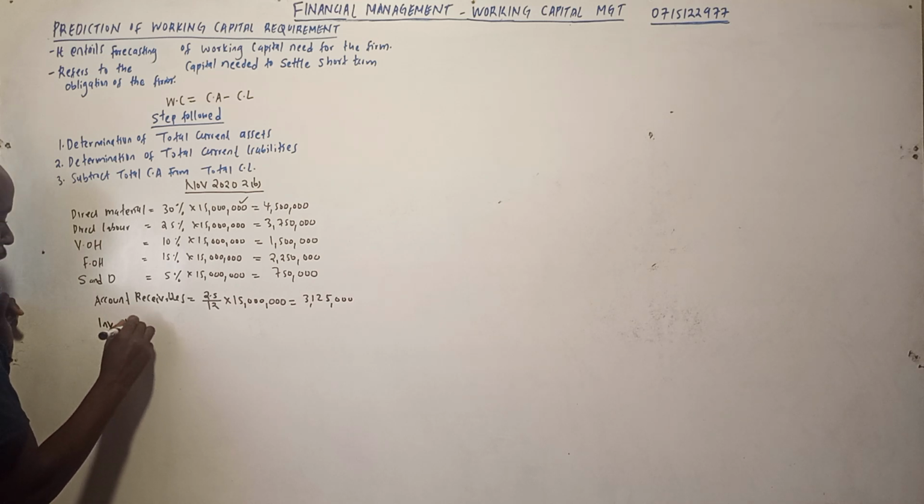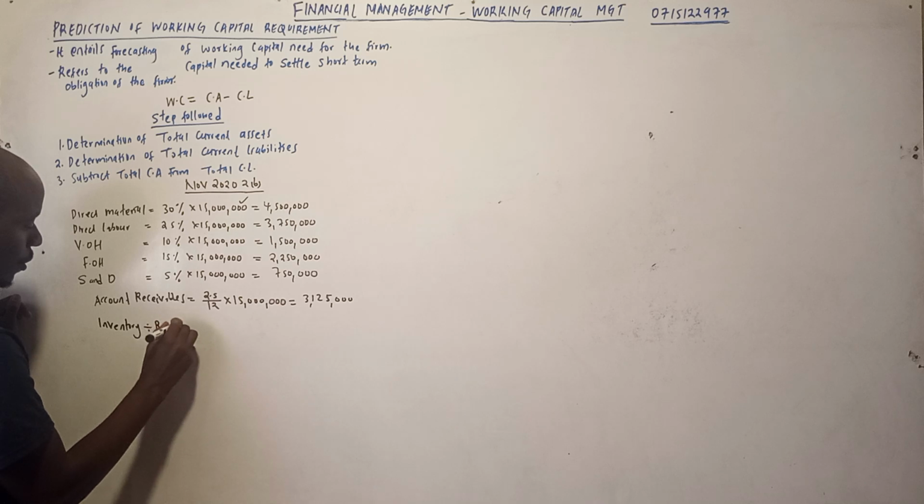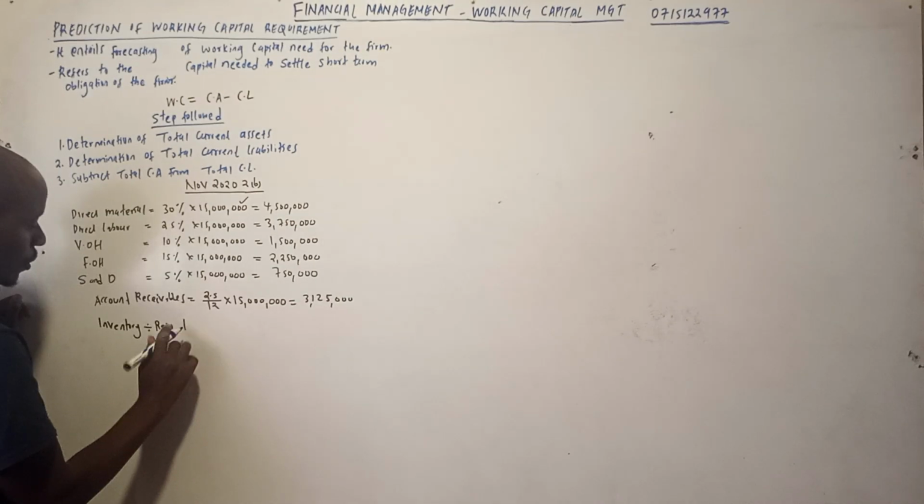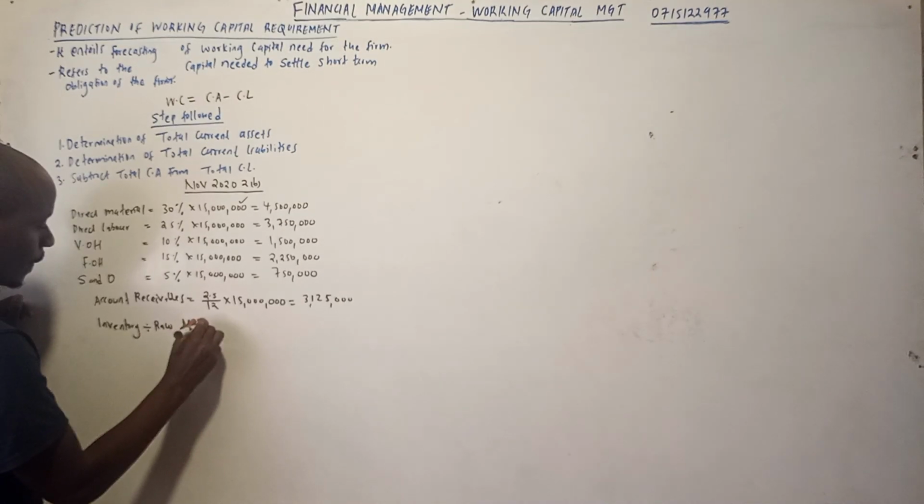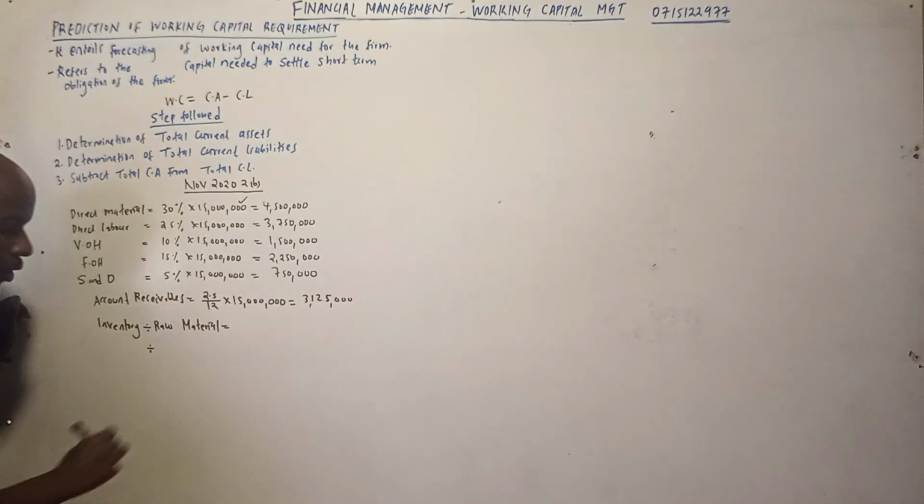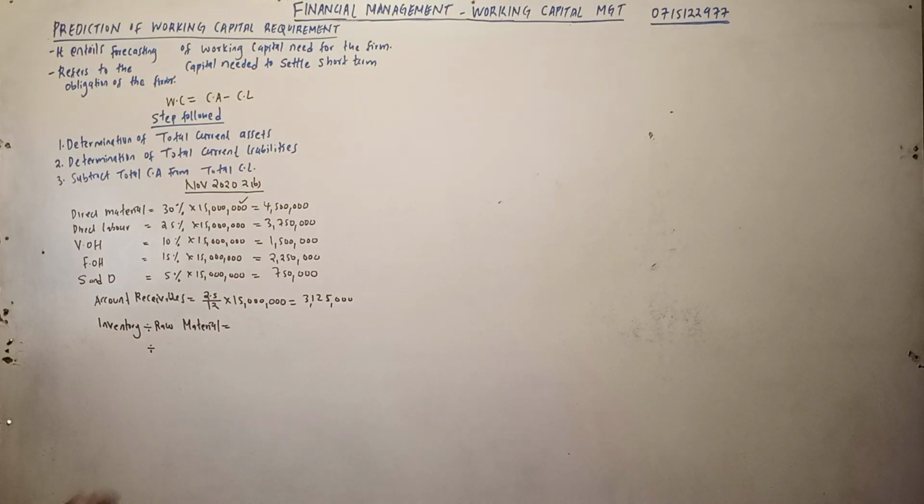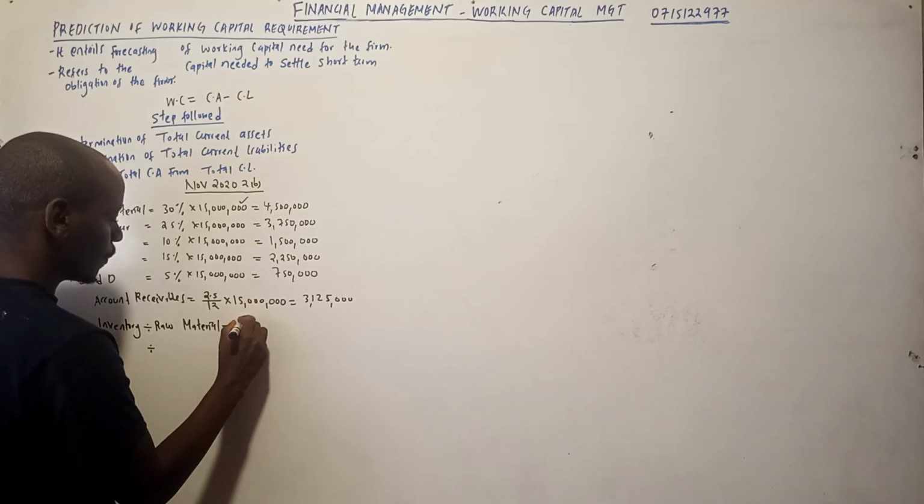Inventory comes in 3 types. Number 1, we have the raw material. We start with the raw material first. So raw material in inventory for 3 months. So 3 over 12.